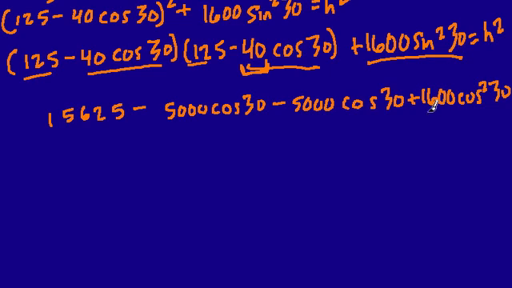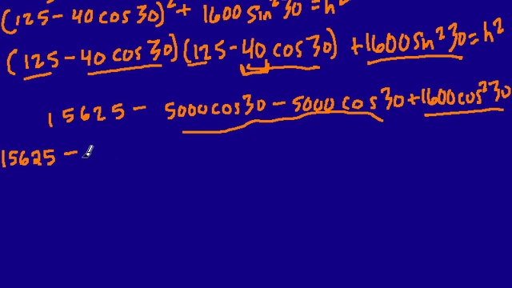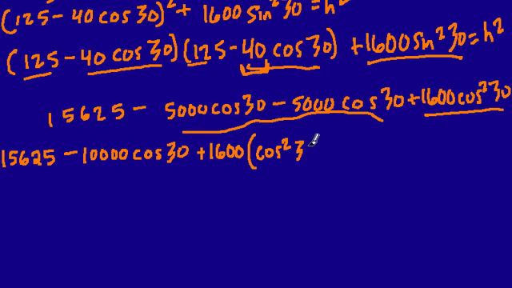And you might see, well, look at this. If I combine these two, what happens? Well, let's rewrite this. 15,625 minus, let's combine these two, 10,000 cosine of 30, plus 1600 times the cosine squared of 30 plus the sine squared of 30.